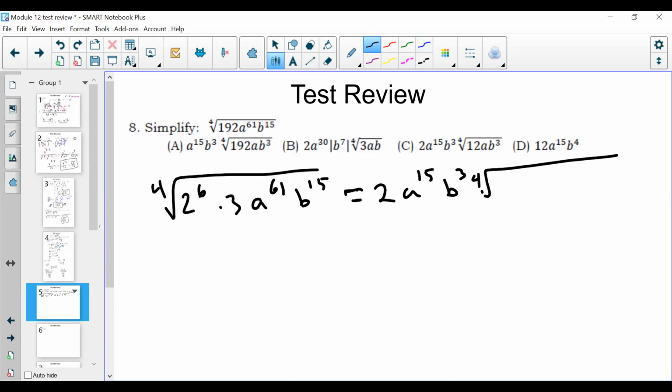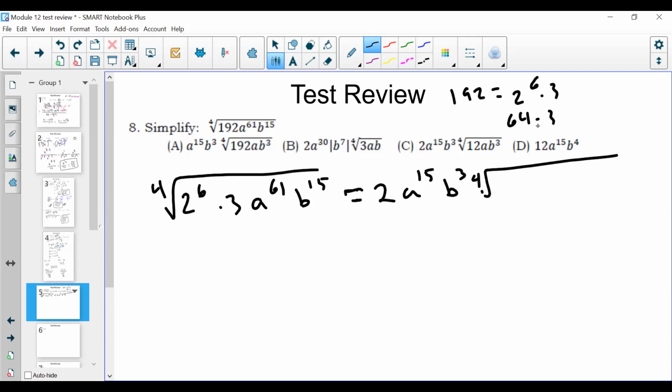Jason, go ahead. Where did you get the 3 from? So 192, the prime factorization of that is 2 to the 6 times 3. So you have 2, 4, 8... 64. Yeah, so 64 times 3 is 192. So that's what you get. 64 times 3. That's the prime factorization of it. Okay, thank you. No problem.